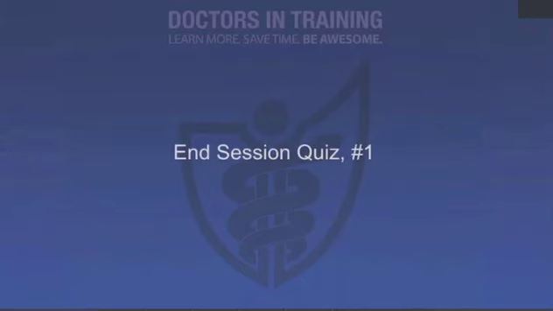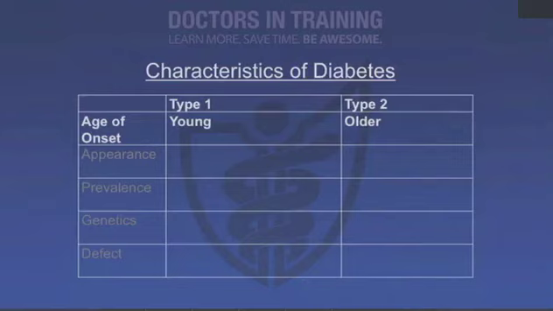Differentiate the basic typical characteristics of type 1 and type 2 diabetes mellitus. Let's start with the age of onset. Well, in type 1, most patients are going to be young. In type 2, you're mostly going to see older individuals. However, we are seeing more young patients with this problem because of the obesity problem.